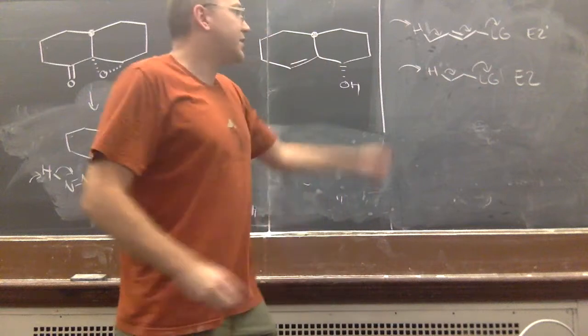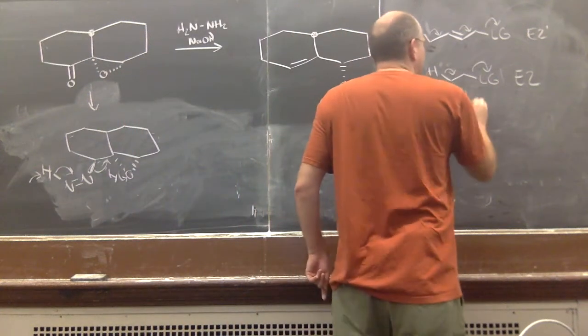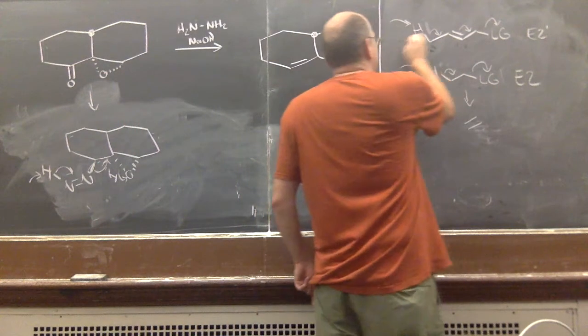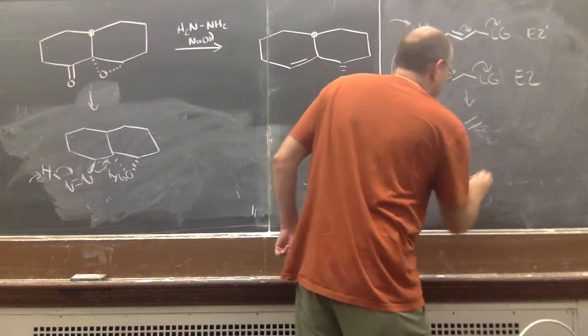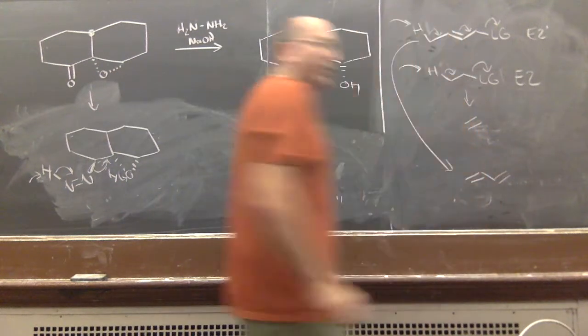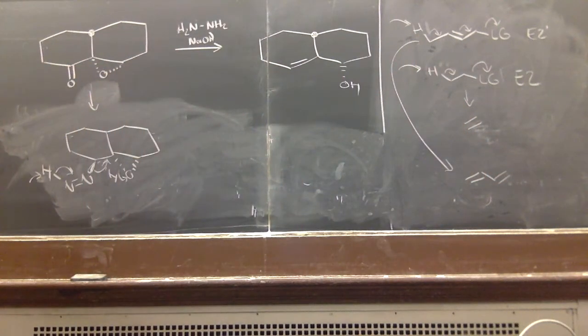Right? Such that in this case you generate an alkene. In this case you generate sort of a diene. Okay? So again, the point here is that you can sort of push them both at the same time.